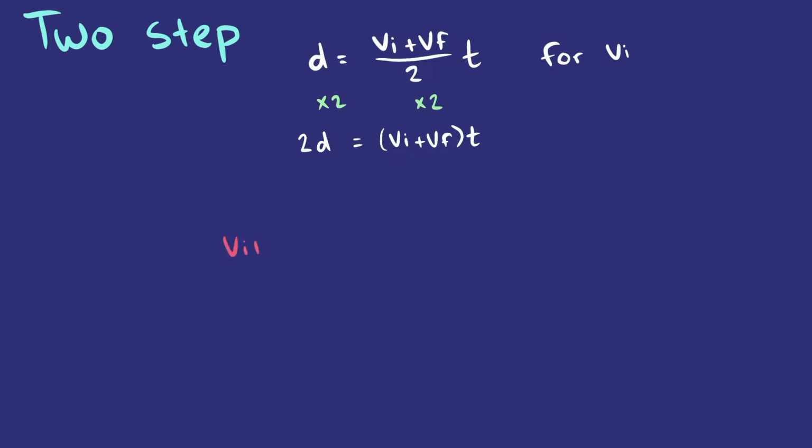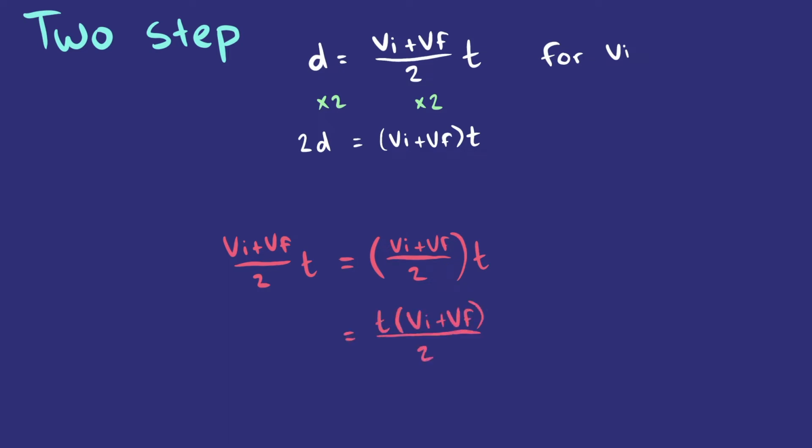When we write vi plus vf over 2 times t, this can also be written as vi plus vf over 2 in brackets times t. We can also think of the t being in the numerator. We could even think of this as t over 2 times vi plus vf. If any of these surprise you or you're sitting there shaking your head, you'll definitely want to spend a bit more time looking into this algebra.